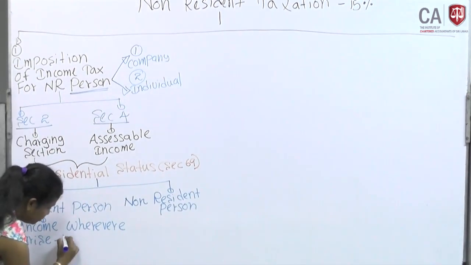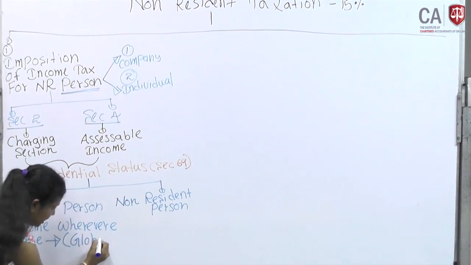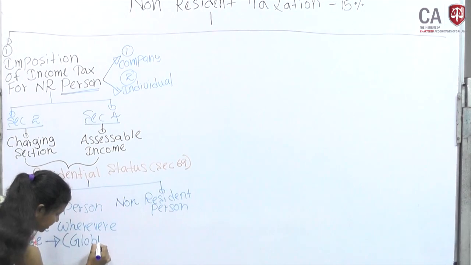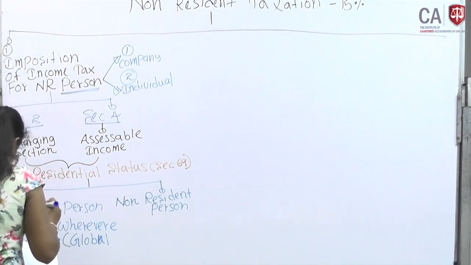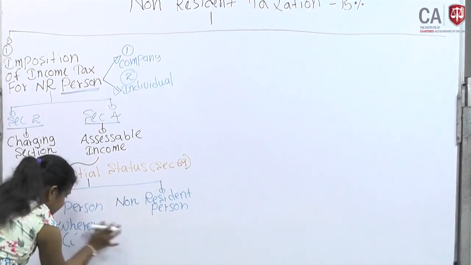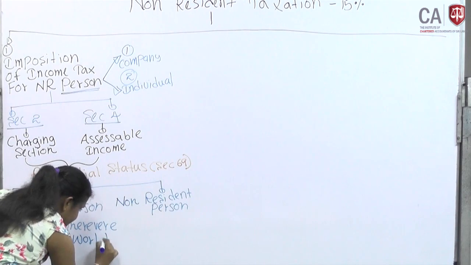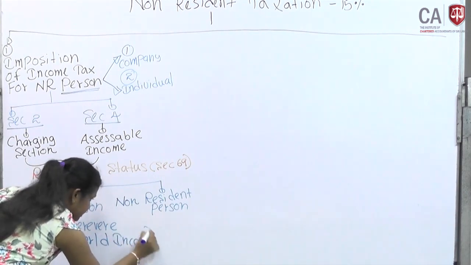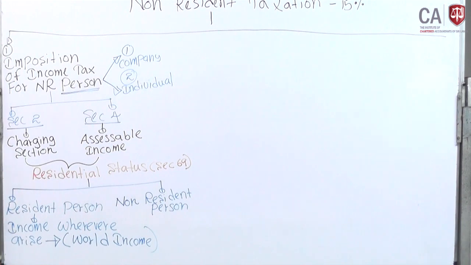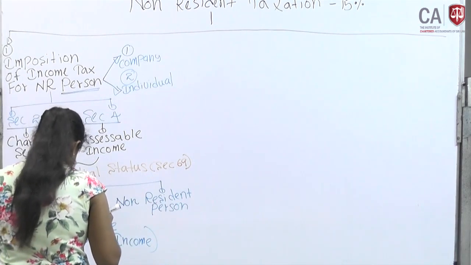Wherever it arises, for your easy reference, I am taking the resident person's global income. The global income, or world income, will be taxed in Sri Lanka. Done. When it comes to a non-resident person, what is that?